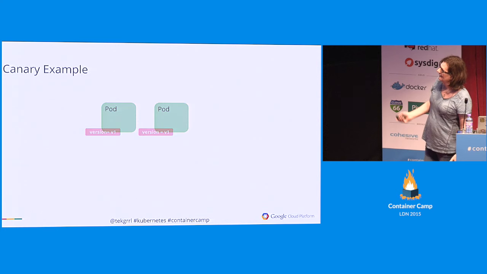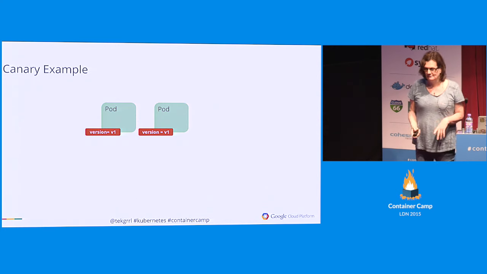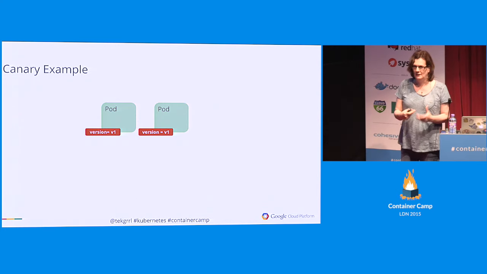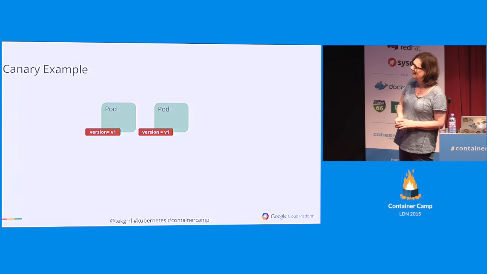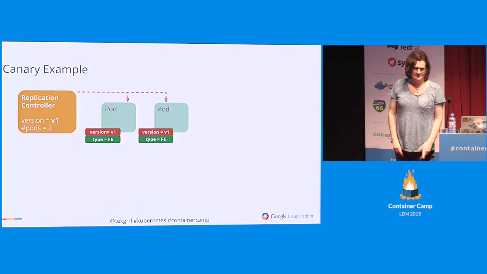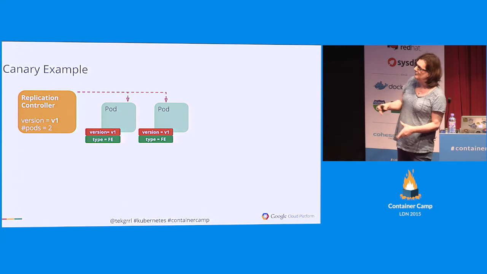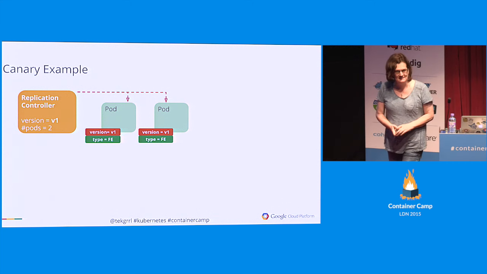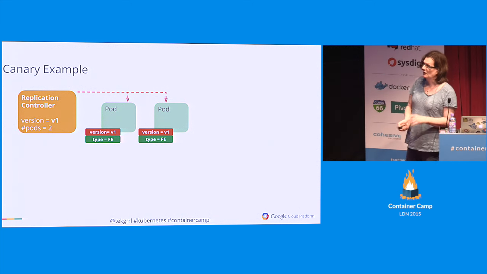And they have labels. Labels are big in Kubernetes. It's the single grouping mechanism in Kubernetes. They can have many labels. A label is basically arbitrary metadata. So you say version equals v1, type equals fe. It means something to you. It doesn't mean anything to Kubernetes, although there are some labels that mean things for Kubernetes.